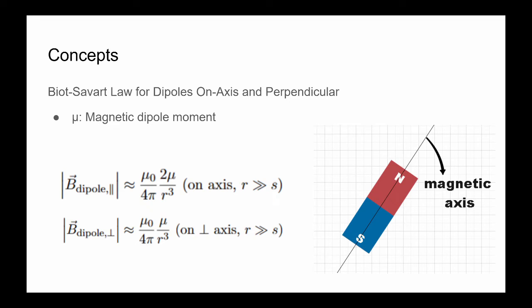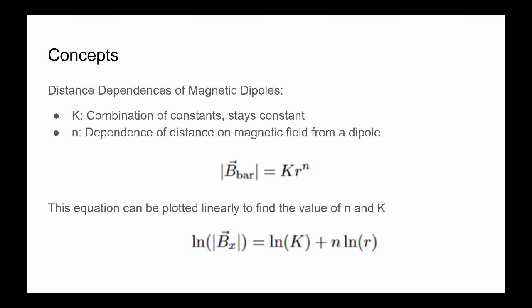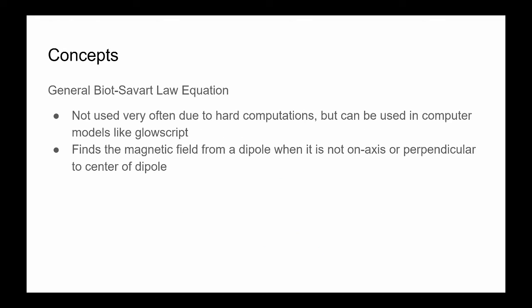So the first main concept of this lab is the Biot-Savart law for dipoles on axis and perpendicular. They're pretty similar equations, other than that if it's on axis, there's an extra scaling factor of 2, and the directions are opposite. We also have the distance dependence of magnetic dipoles, which shows that the magnetic field of a dipole is equal to k r to the n, where k is a combination of constants and n is the distance dependence. And this equation can be plotted linearly to find the value of n and k.